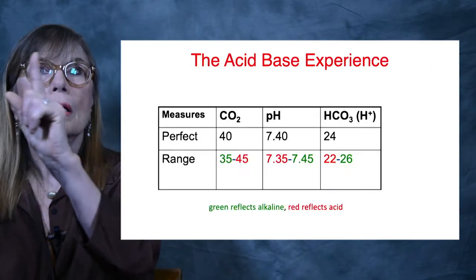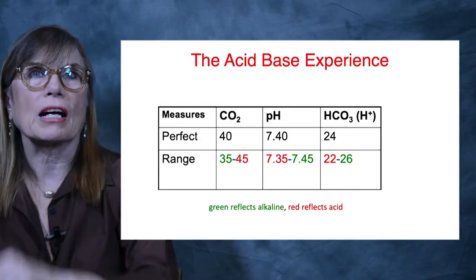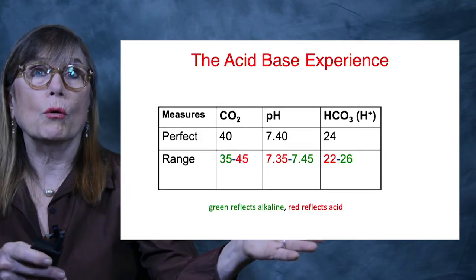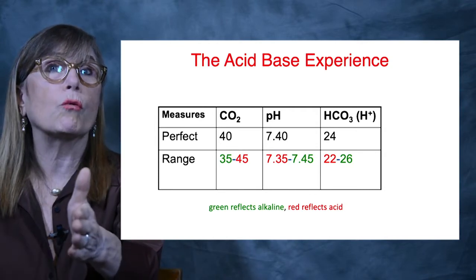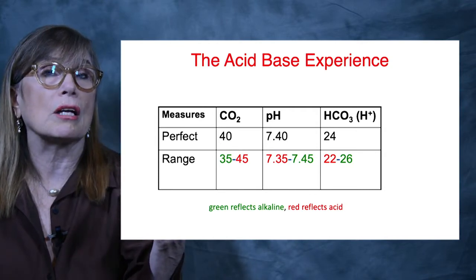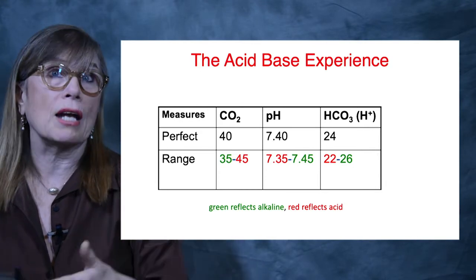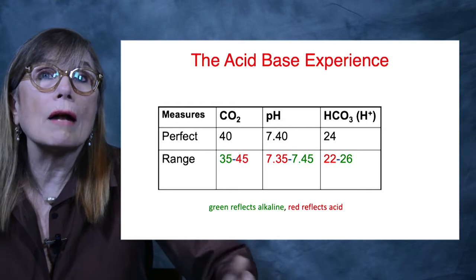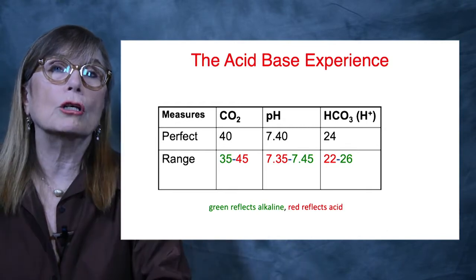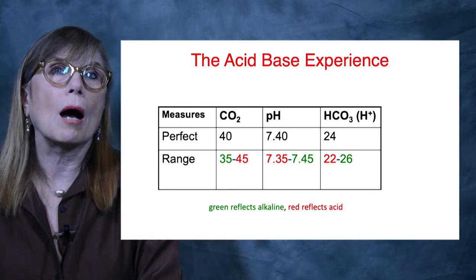pH should always be perfect. Range, 7.35 to 7.45. Anything below 7.40 means a little increase in acid. It could be a big increase in acid with compensation. But if it's outside of range, you have an acute problem and you're not compensated.